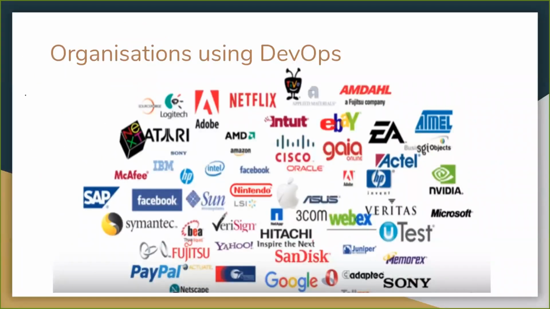So these are some organizations which are using DevOps. Netflix is there, Adobe is there, Facebook is there, PayPal is there, Google is there, Sony is there, Microsoft is there, HP is there. All the big giants are using DevOps in their software development cycle.